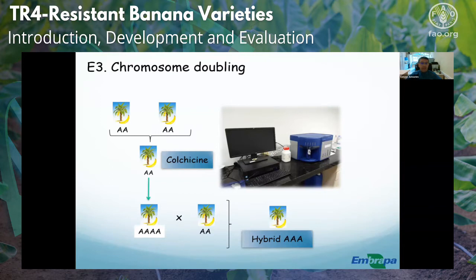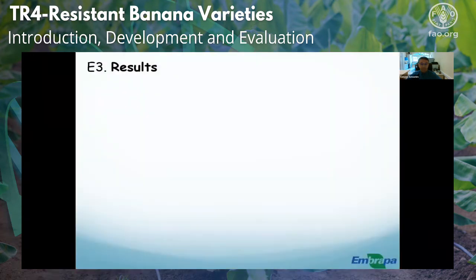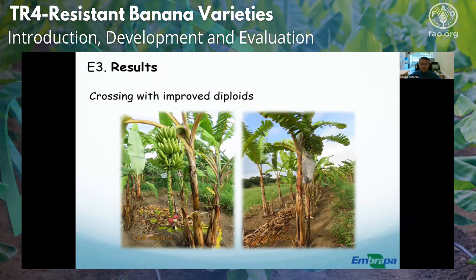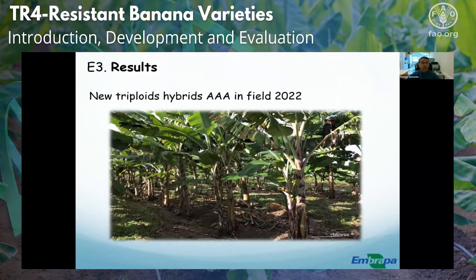The third strategy used by Embrapa is chromosome doubling using colchicine. We have several autotetraploids developed from different wild diploids, including Cavendish relatives. In this photo, we have some autotetraploids in agronomic evaluation at this moment at the experimental station here in Brazil. And also autotetraploids in crosses with improved diploids, aiming to develop new hybrids. And finally, new triploid hybrids, generally known as AAA, are in field evaluation at this moment here in Brazil.